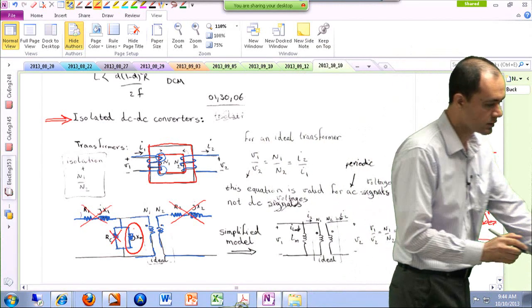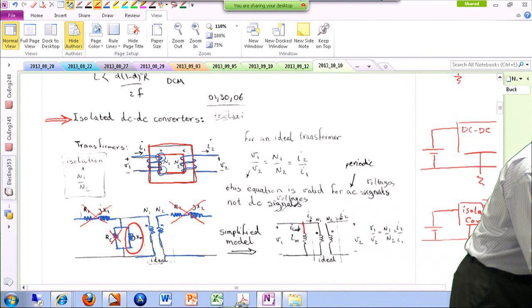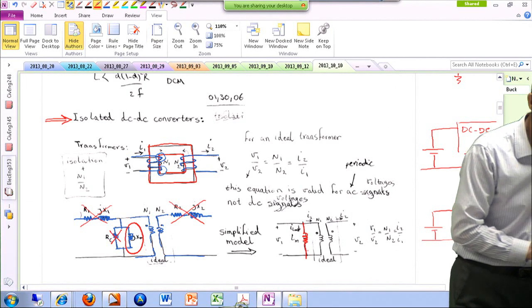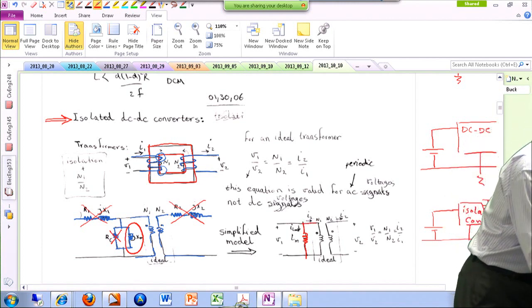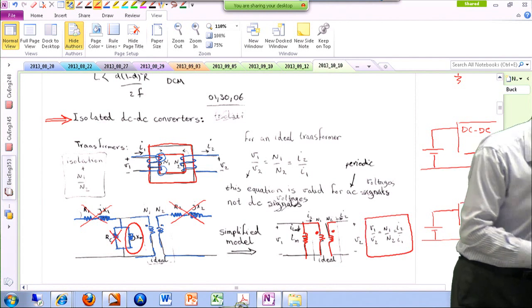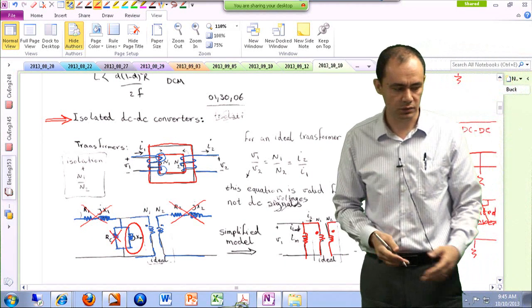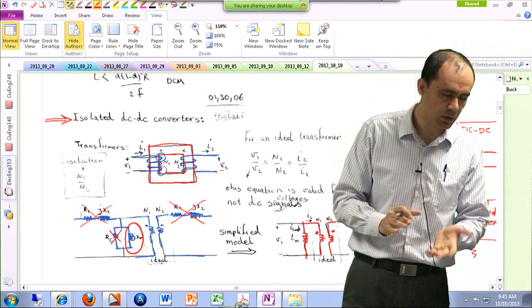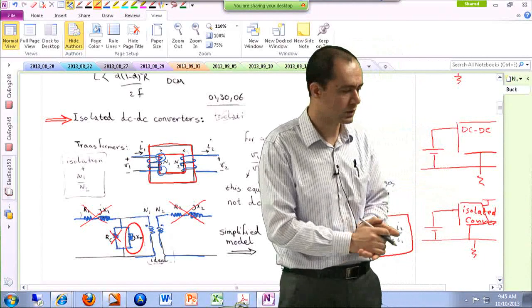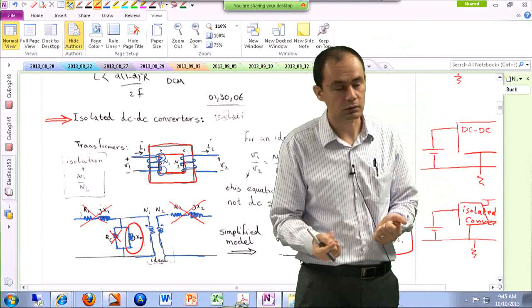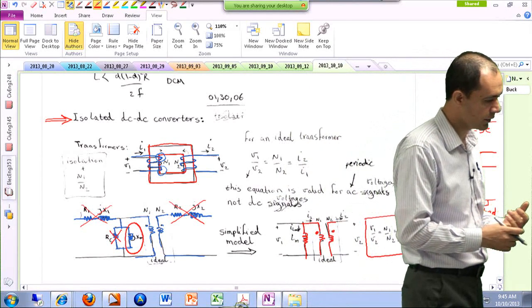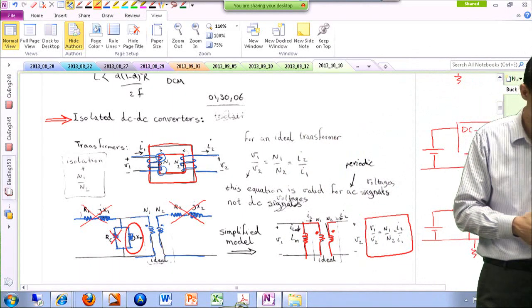So if you want to simplify this model, you end up having the model that you have for your transformer is just a magnetizing inductance placed in parallel with an ideal transformer. And obviously for an ideal transformer, we already know that V1, which is the primary side voltage, over V2 is N1, the primary side number of turns, over N2 equals I2 over I1. So this is how you model that.